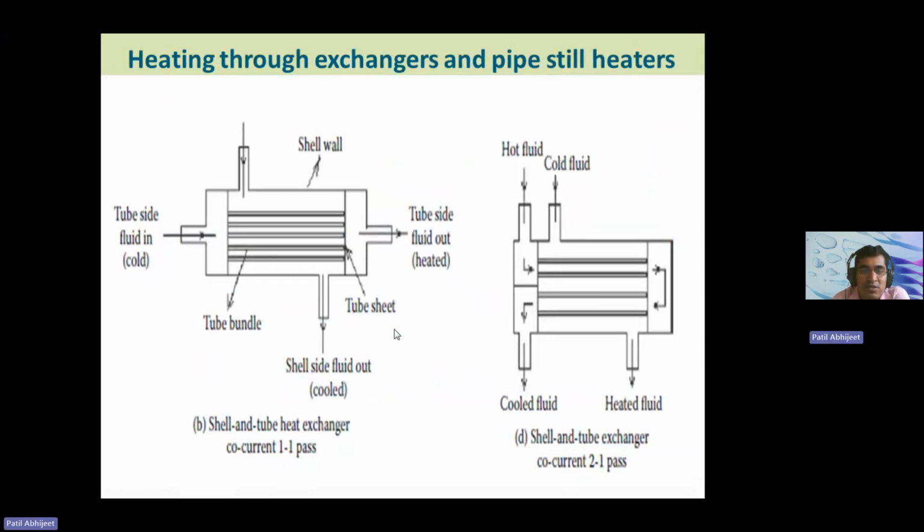Next is the shell and tube heat exchanger. If we have to use a one pass exchanger, that is one pass on the shell side and one pass on the tube side, then co-current flow can be maintained within this shell and tube heat exchanger. Now the next shell and tube heat exchanger flows in a co-current manner, where the exchanger will have two passes on the shell side and one pass on the tube side. So these are the heating through the heat exchangers.